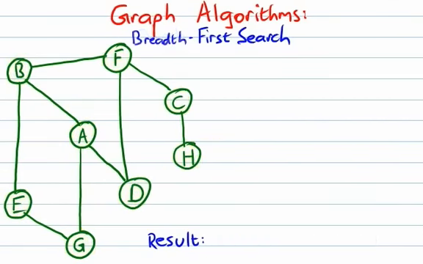For our next example, we're going to take a look at another graph algorithm, in this case, a breadth-first traversal. Now the major difference between a breadth-first traversal and a depth-first traversal is the use of a different supporting data structure, in this case, a queue.